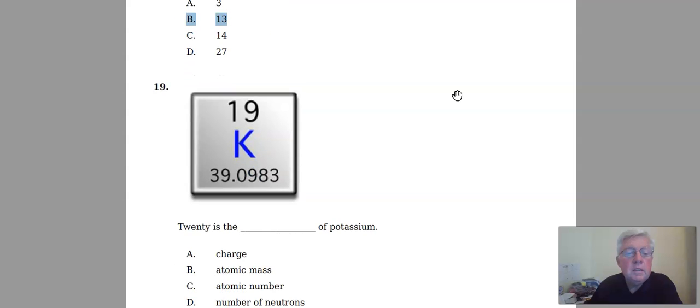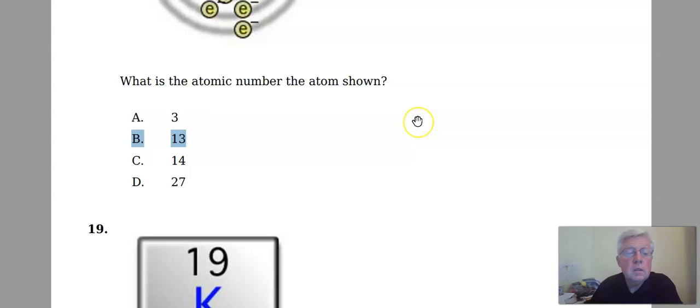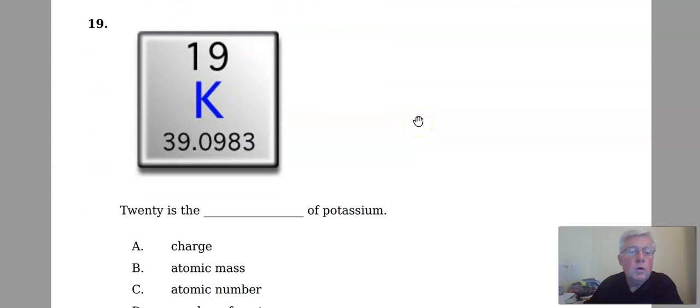Number 19. Let me see if I can make this a little bit bigger for you. All right, so here we go. Again, I'm going to look all over this diagram, all over this picture. The element is potassium, K. I know that just because I know things, okay? And have you ever been down the cereal aisle and looked at the cereal Special K? Well, that's because it has a lot of potassium in it. Fact you learned here in science class.